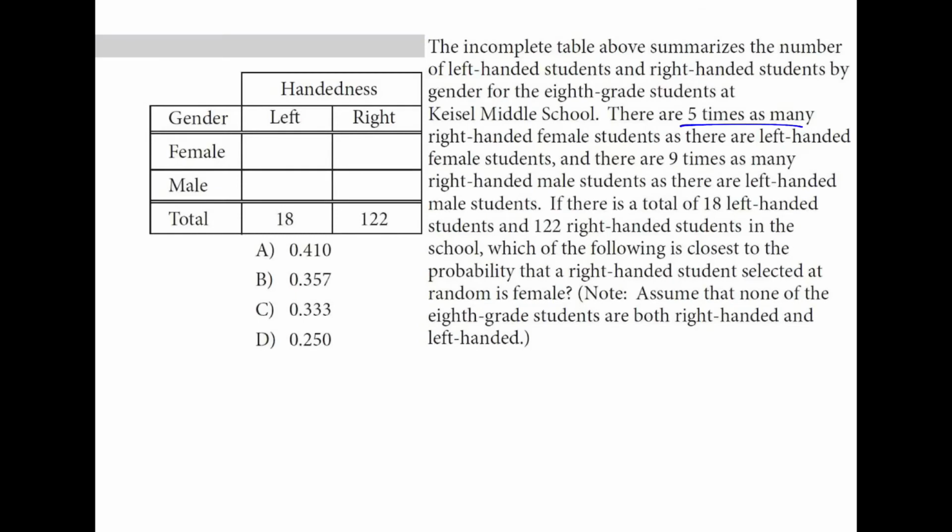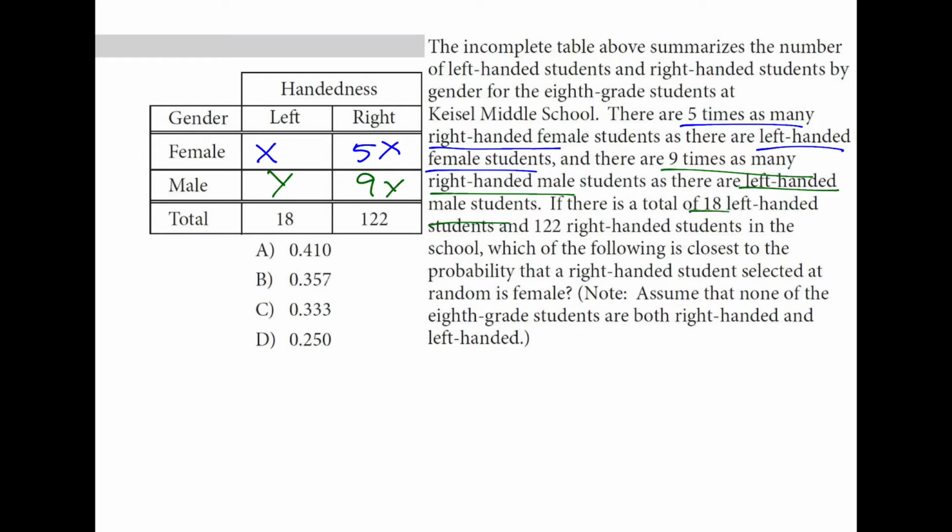So there are 5 times as many right-handed female students as there are left-handed female students. So if I call this x, this would be 5x. And there are 9 times as many right-handed male students as there are left-handed male students. So if this was, I guess I'll use a different variable, I'll use y, then this would be 9y.